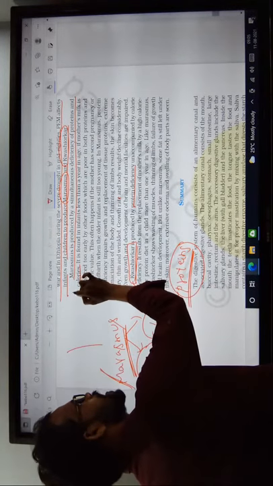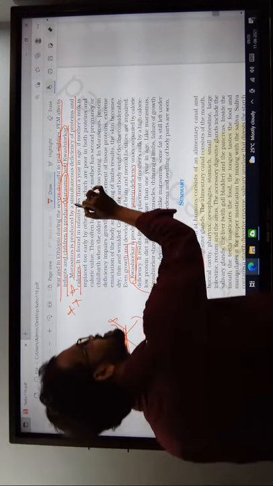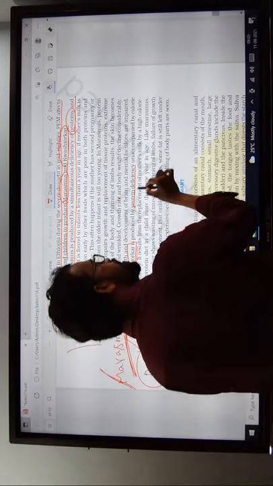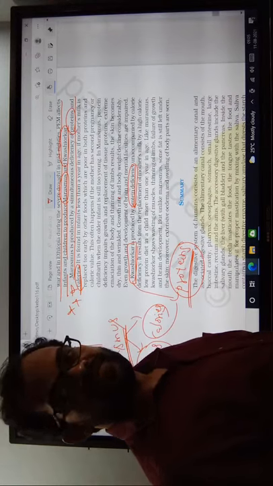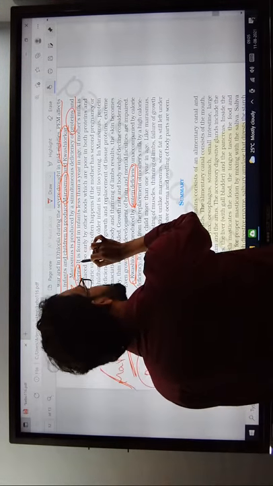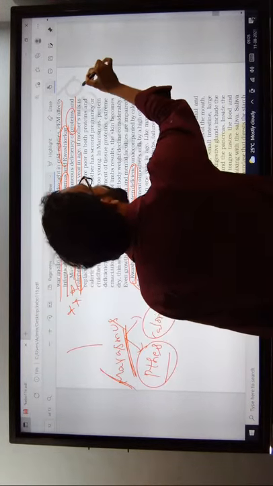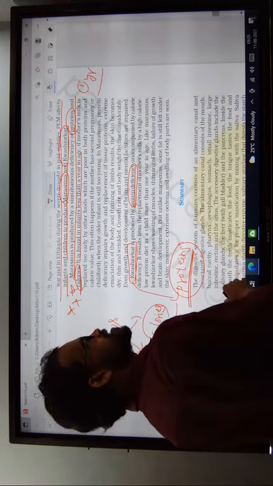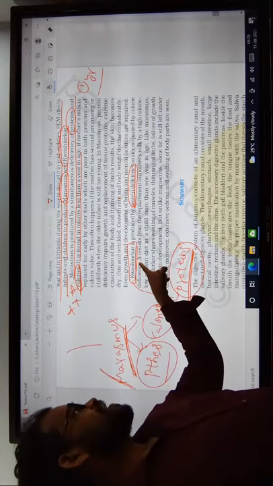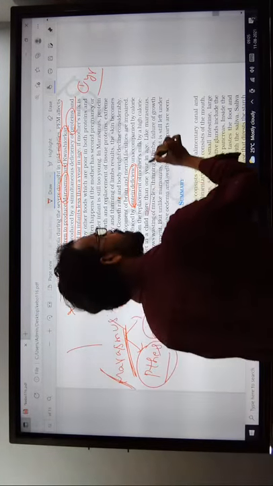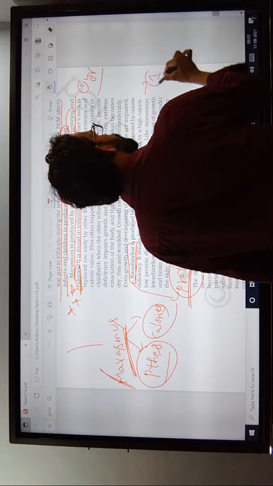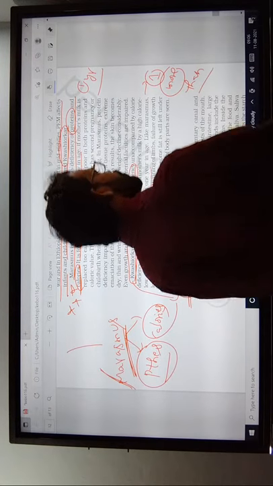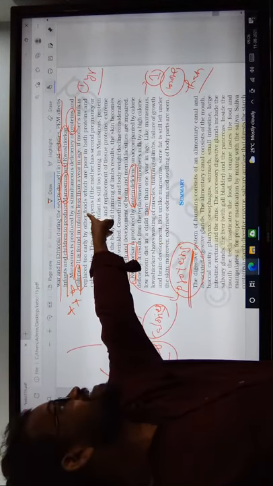That is important. Now, marasmus: deficiency of proteins and calories. Kwashiorkor: only deficiency of proteins. Marasmus is found in infants less than 1 year old, so it is related to these babies. Kwashiorkor occurs in babies more than 1 year old.